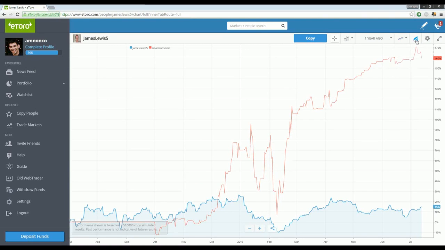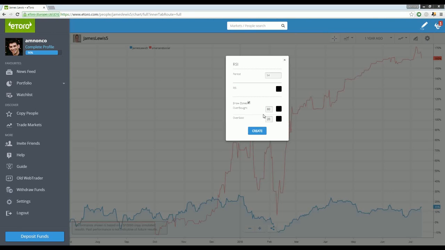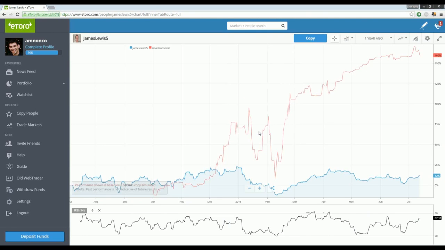And because this is, again, using our charting system, you can also draw studies, channels and lines, and whatever you want. So if you want to check this guy's RSI, you can simply draw the RSI. If you're a technical analysis kind of trader or investor, then you can use all these studies and drawings to understand who you want to copy. And like our market chart, you can share it.